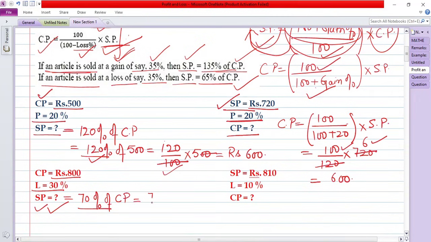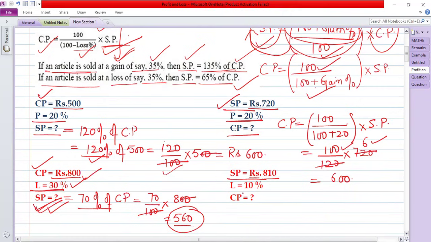Okay, and now what is this? It is 70 by 100. And what is the cost price? Cost price is nothing but 800. Obviously this will go off, so here it will give us rupees 560. So this will be the selling price. This 560 will be the selling price of the item whose cost price is 800 and which is giving us a loss of 30%.